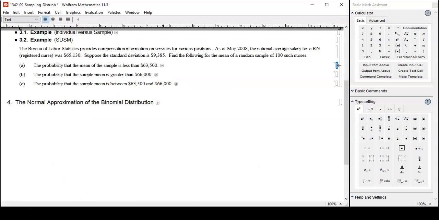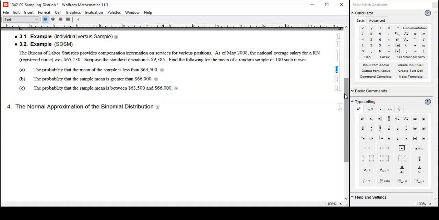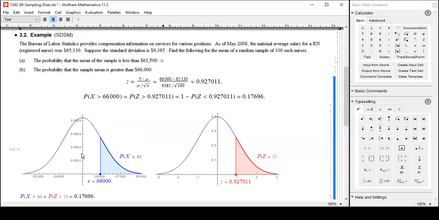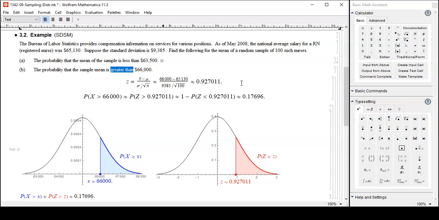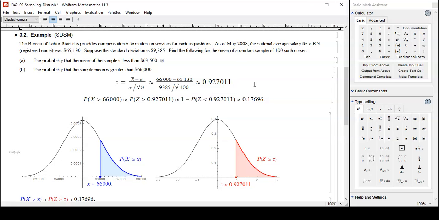How about B? The probability that the sample mean is greater than 66,000. So the center is the same, 65,130, and we want 66,000 or higher, because we want greater than. So this was the shading. And how do you get your probability? We use the z-score computation, end minus center over SE, with the end at 66,000 and the center at 65,130.